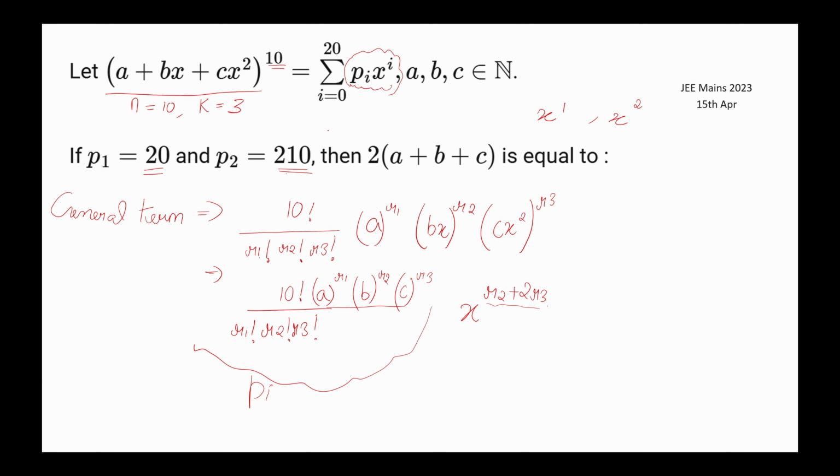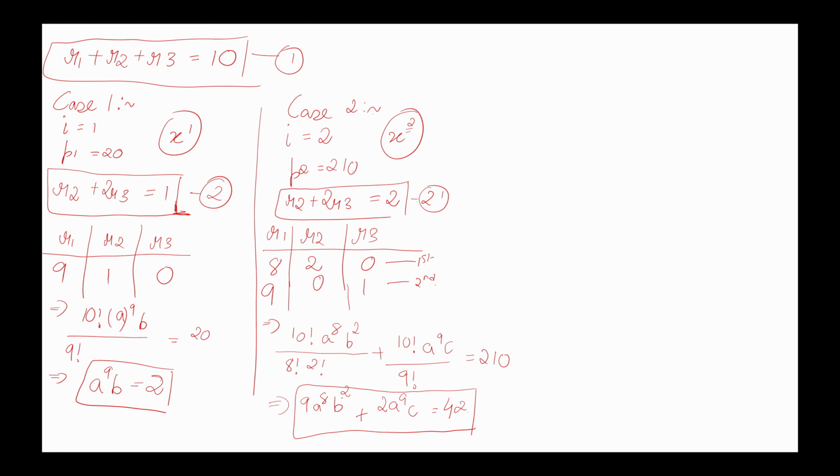Now of course there hasn't been any other information provided in the question through which I can at least form 3 equations, because I have 3 variables here, a, b and c. So what you have to do in this question is use the hit and trial method. From here I have the first equation to be this, and what is my second equation? 9 a to the power 8 b square plus 2 a to the power 9 c is equals to 42. So these are my 2 equations.